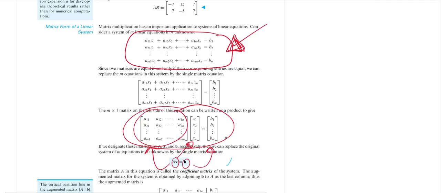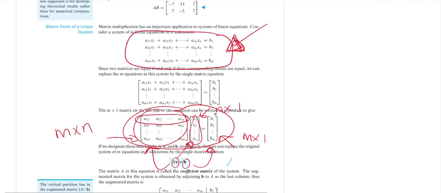Now let's check the size. This is of size m by 1, m rows, 1 column. This matrix here has m rows and n columns. And this column vector here has n rows and 1 column. So they are all compatible. And the way we define matrix multiplication allows us to do this, right?